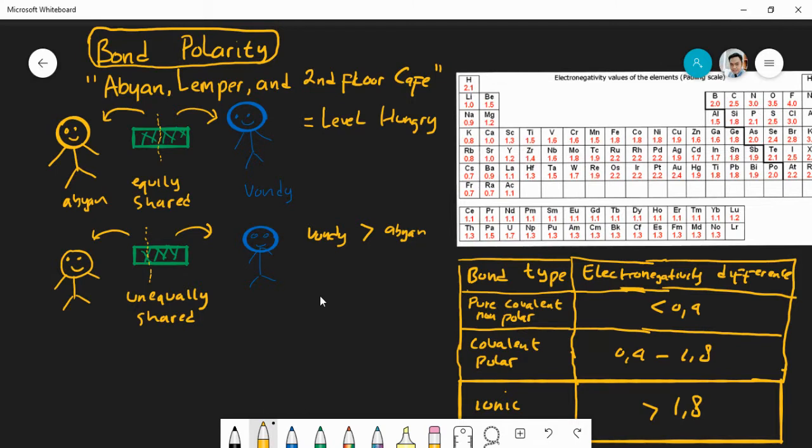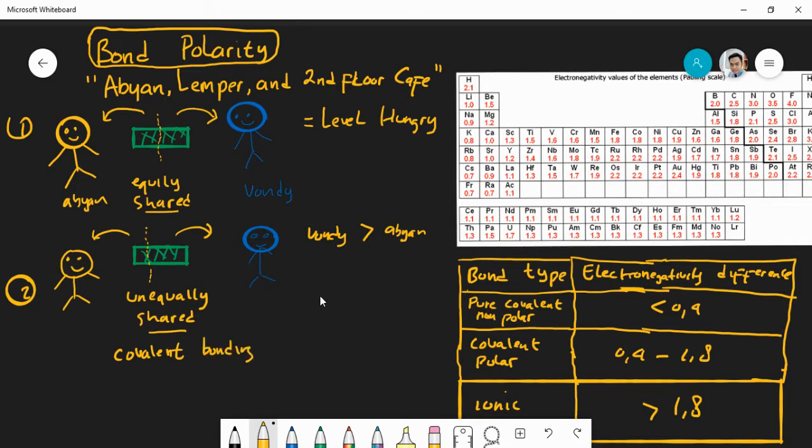This is case number one, and this is case number two. Both of them still shared, but one of them is unequal, the other is equal. Sharing of electrons can be analogically similar to sharing of lemper here, because the word share refers to covalent bonding.